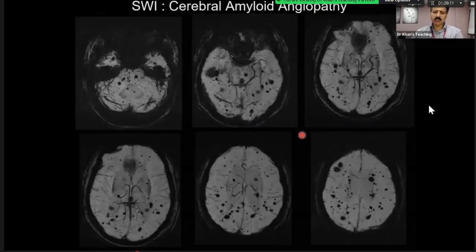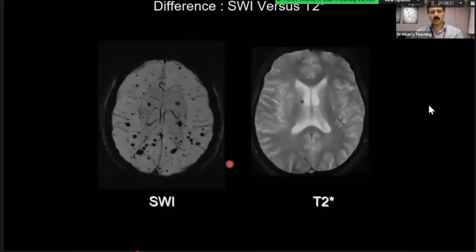So this is a case of cerebral amyloid angiopathy, and you can see these innumerable microhemorrhages. On the SWI sequence, the physics is different, and the veins also appear as low signal. So this is the SWI sequence, and this is a T2 star sequence. Basic use is the same. You can use the words susceptibility weighted image to cover yourself, and you are not wrong.